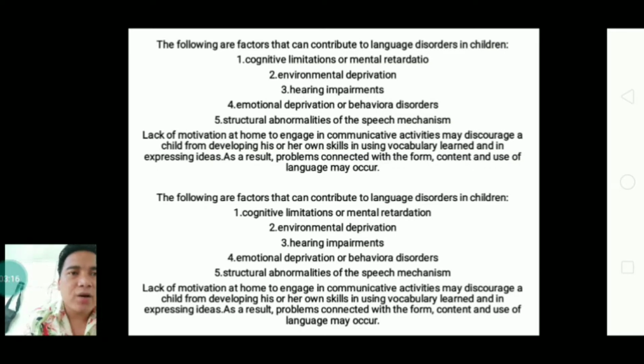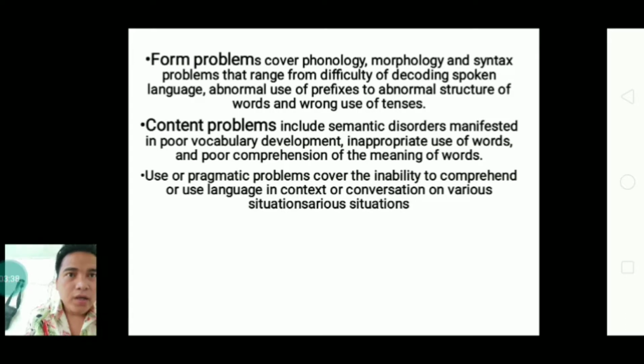Lack of motivation at home to engage in communicative activities may discourage a child from developing her own skill in using vocabulary learned in expressing ideas. As a result, problems connected with the form, content, and use of the language occur. Form problems cover phonology, morphology, and syntax problems. They range from difficulty decoding spoken language and abnormal use of prefixes to abnormal structures of words and use of tenses.